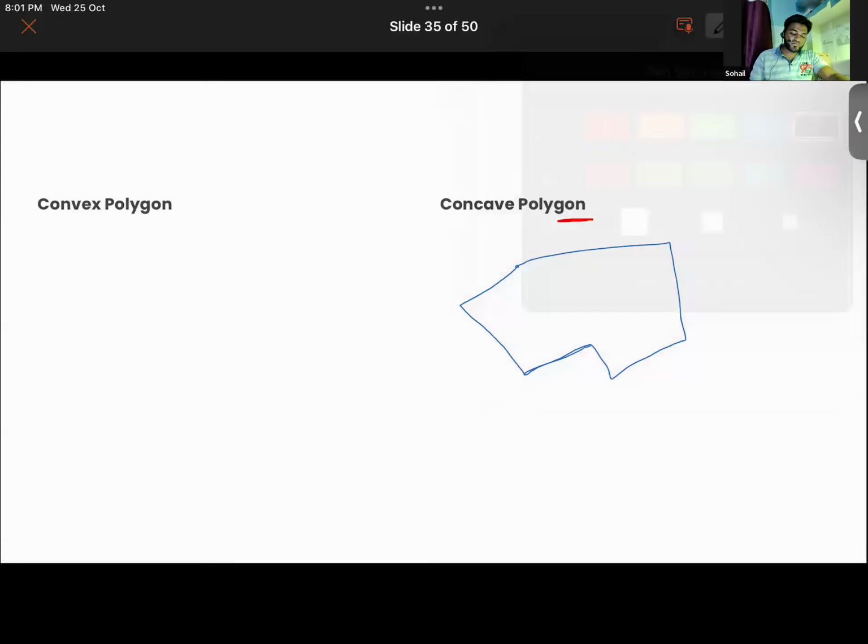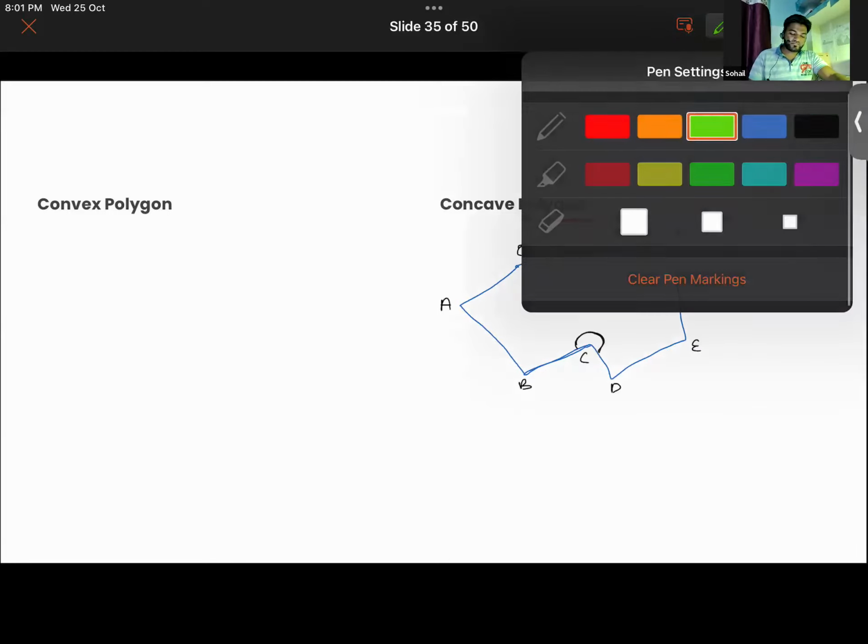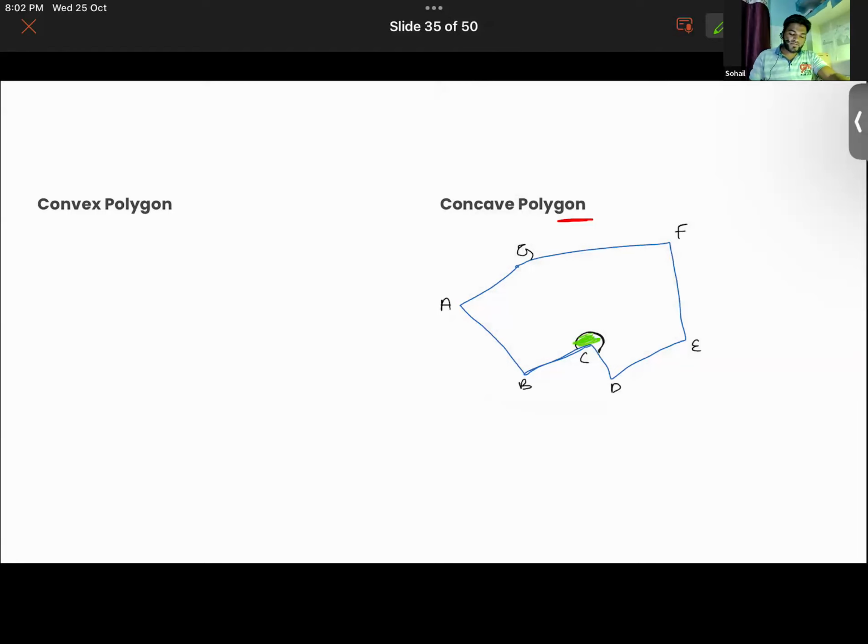So in this, you get to see that there will be at least one angle over here that is having a value more than 180. Take this angle. Look at this angle. That actually measures more than 180 degrees. Getting it now? So that is why it's called a concave polygon.